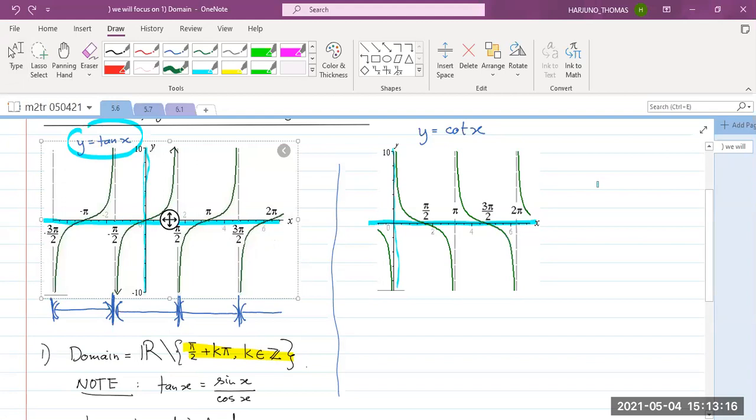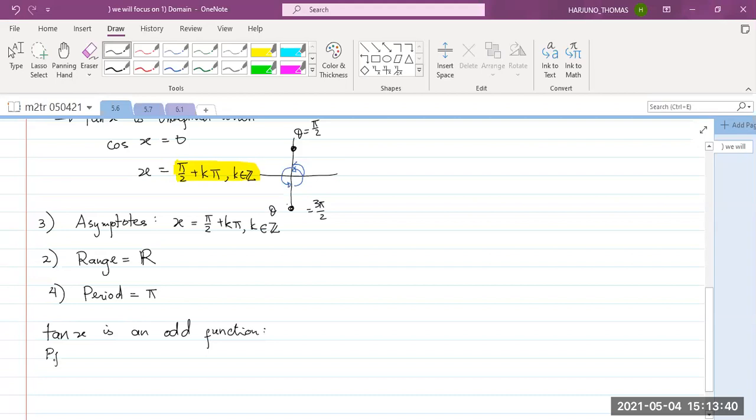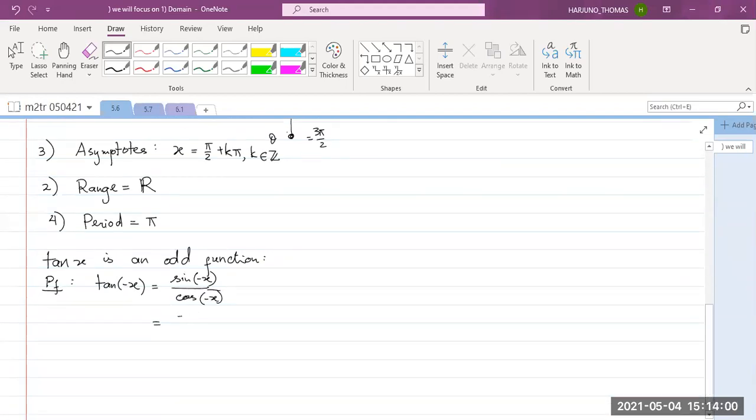Now, cotangent x is also an odd function. You can actually show that by doing this. Tangent x is an odd function. Now, the proof of that statement: what you do is take a look at tangent of negative x. Tangent of negative x is sine of negative x over cosine of negative x, right? But sine of negative x is negative sine x, while cosine of negative x is just cosine x itself. This equals negative tangent x. That proves that tangent is an odd function.